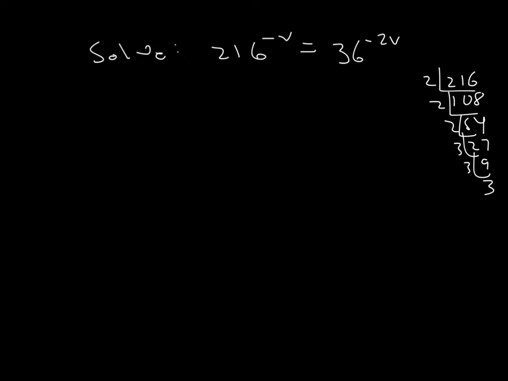These problems are set up so that if you see twos and threes, there's going to be exactly the same amount of each of them, because it's really 6 times 6 times 6. So it's going to be 6 cubed, that is 216, to the power of negative v, equals 6 squared to the power of negative 2v.